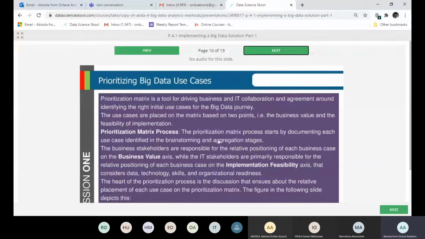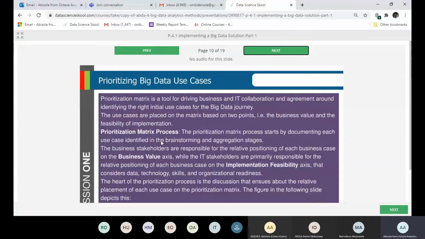It starts by documenting each use case, identifying the brainstorming and application stages. So all the use cases you identified, you check that, okay, we can actually do this for this company because of this and this. That's the use case, okay? So you've identified these use cases and you want to see which of these you should focus on first before all of the others. So that is the prioritization matrix process.